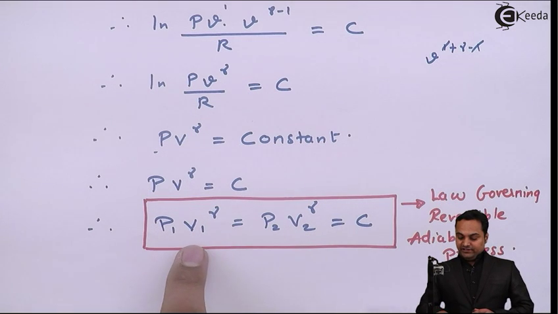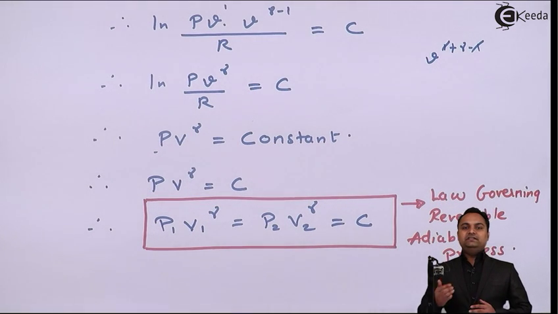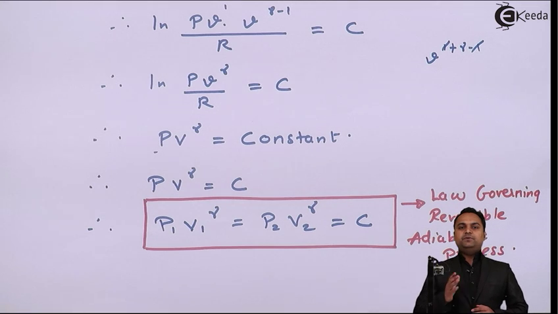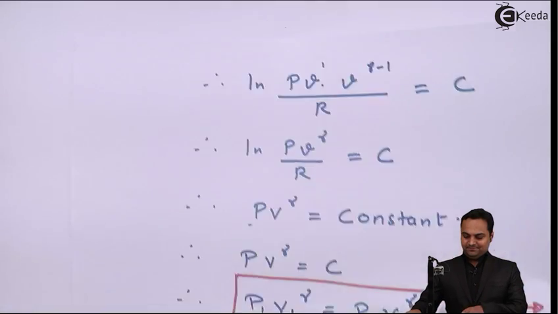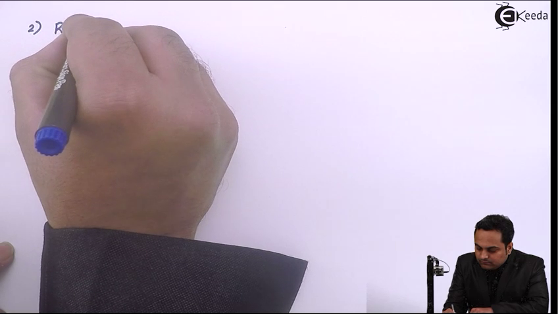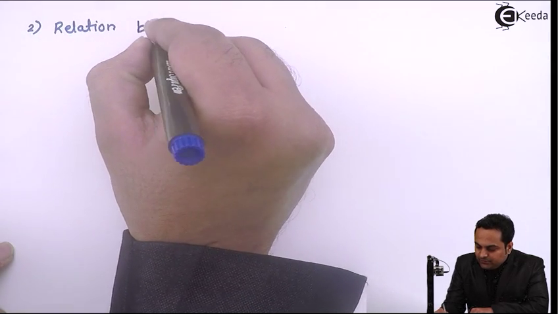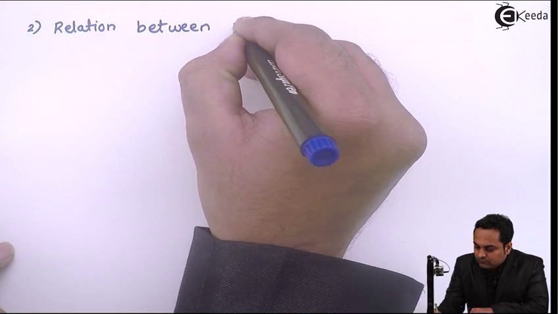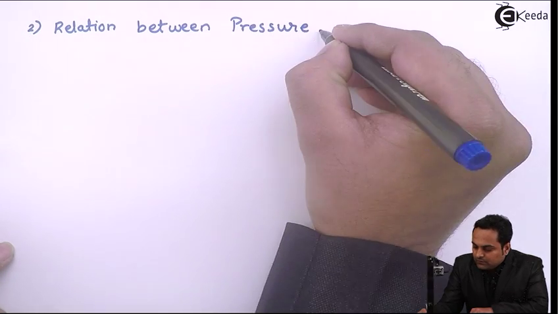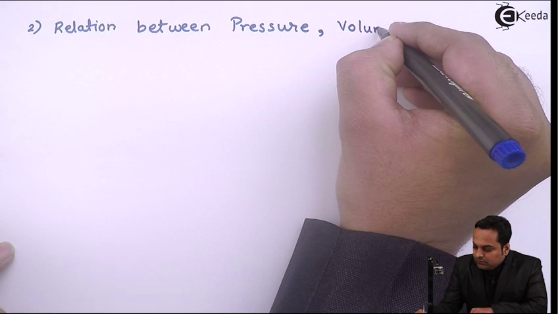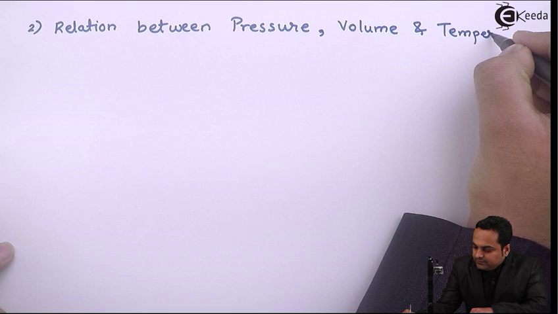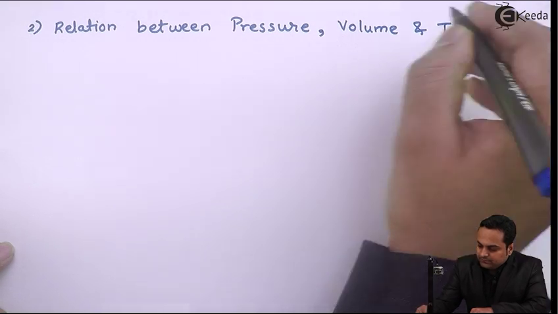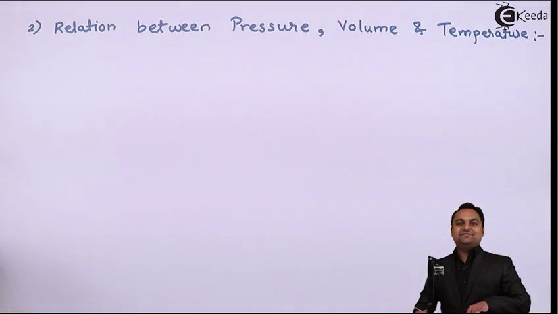Now after getting the relation between pressure and volume, I derive another relation, that is between pressure, volume and temperature. Let us get started. So it is the relation between pressure, volume and temperature, and this is for the adiabatic process.